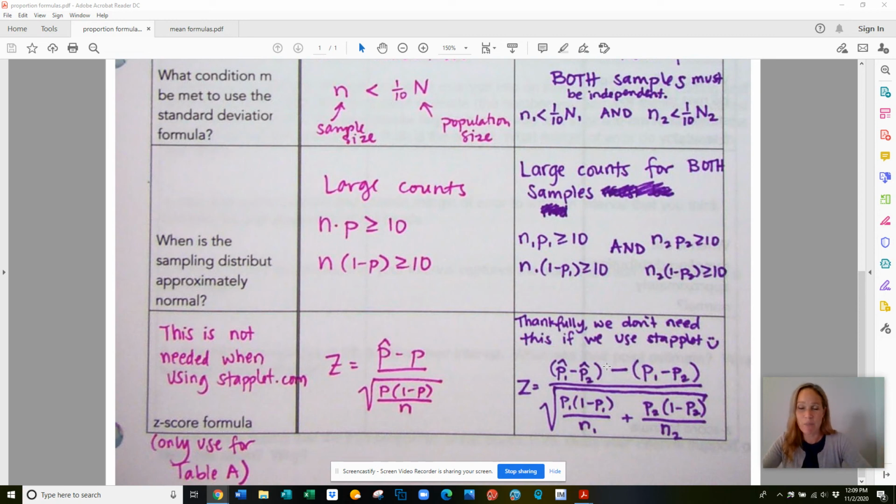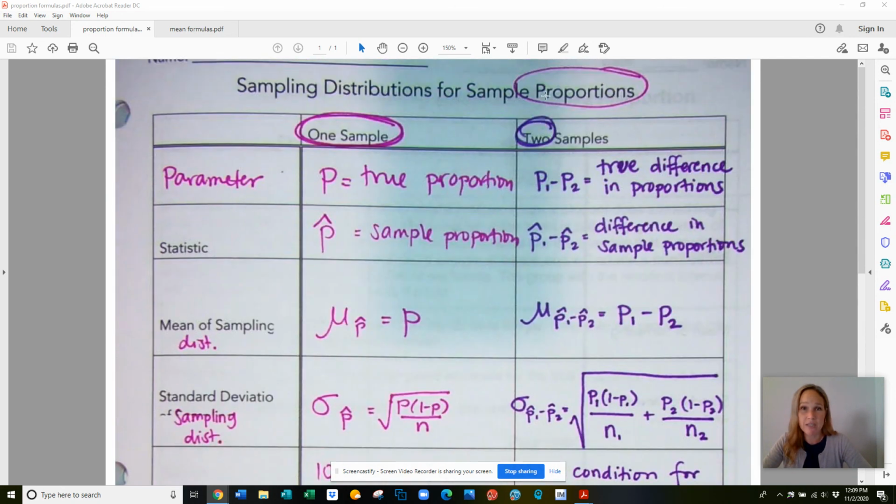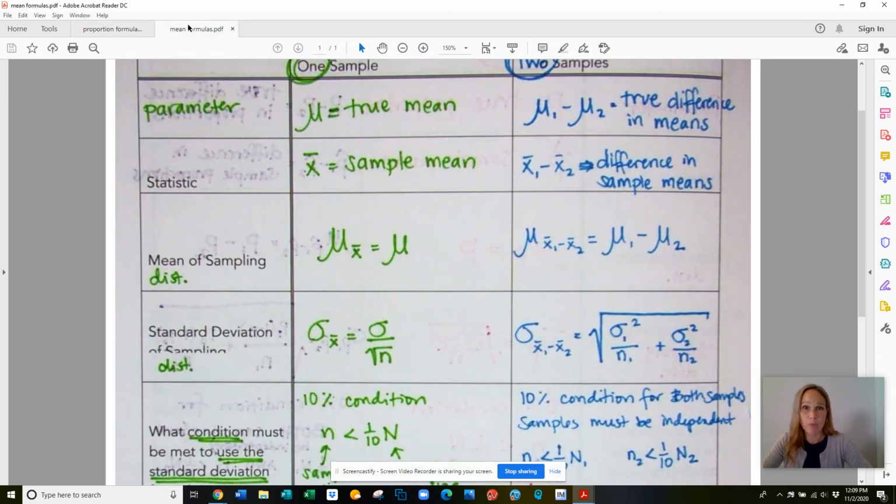If you did, you just pop in the values that they give you in the problem. But again, if you're using Stapplet to find the area under the curve to the left, to the right, between two values, we don't need the z-scores, because the z-scores are just to standardize so that we can utilize table A. So that is it on the population proportions if we are looking at one sample or two samples. Whenever we have those two samples, we again are considering the difference in the proportions. So next we will look at the formulas for mean.